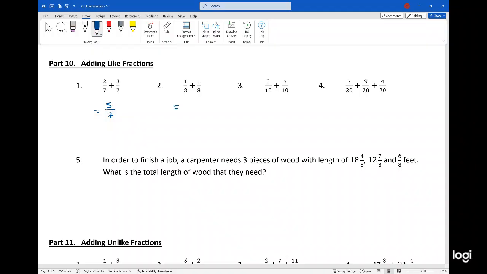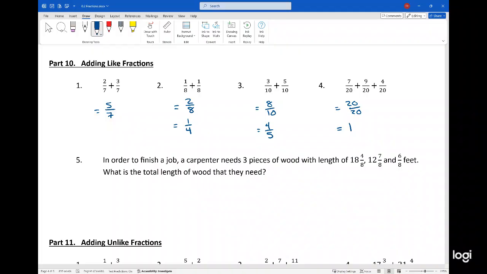Over here, 1/8 plus 1/8 is 2/8. We can, however, put this one in lower terms, so we should, and that's 1/4. 3/10 plus 5/10 is 8/10, and again, that one can be put in lower terms. That's 4/5. And here we have 3, but that's okay. 7 plus 9 is 16, plus 4 is 20, over 20, hey, that's just 1.